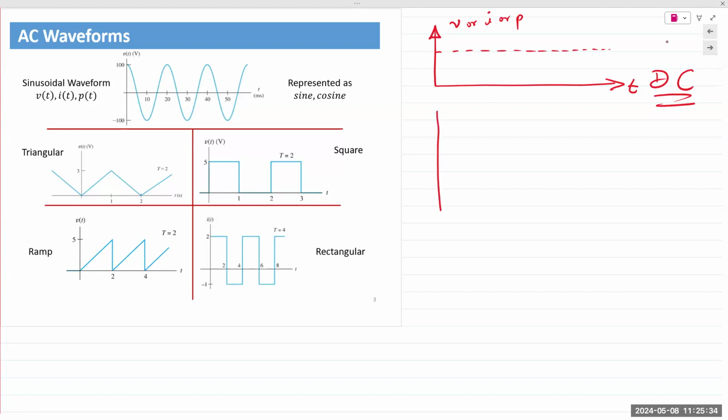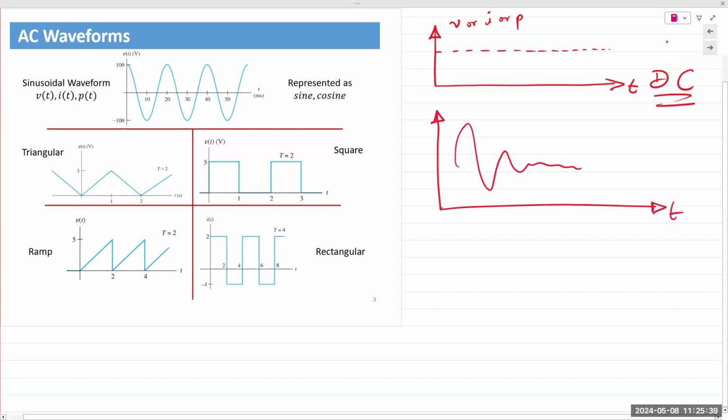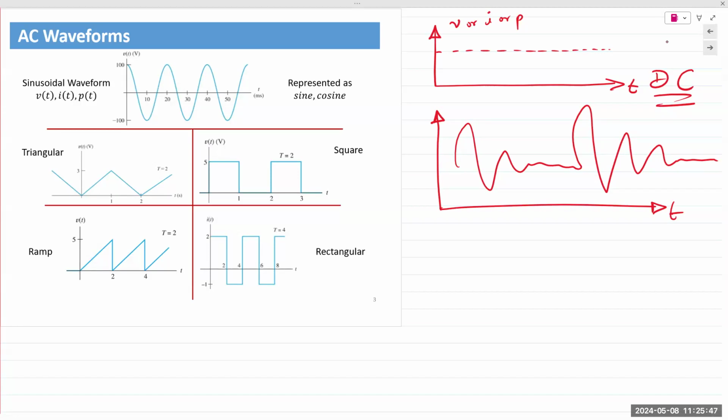AC, if you plot it out, is any waveform that changes its value. It doesn't really matter the shape or the value of the waveform. If the value changes constantly with respect to time, it's AC. The reason it's called alternating is because of the sinusoidal waveforms that alternate between a north and a south pole, positive and negative. Based on the shape of the waveform, we have triangular, square, rectangular, ramp, sawtooth, many different kinds, with different purposes and applications.